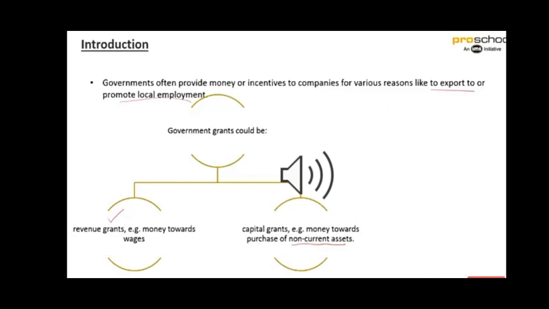Next one is capital grants. Money towards purchase of non-current assets. Non-current assets are fixed assets. So this is money received by the companies from the government for the purchase of fixed assets. The government will not provide grants for the purchase of all fixed assets, only some specified fixed assets. For example, these fixed assets may harm the environment less. Maybe they are energy conserving fixed assets. They may be green fixed assets. So for the purchase of these specified assets, if the government provides grants, that will be the capital grants.